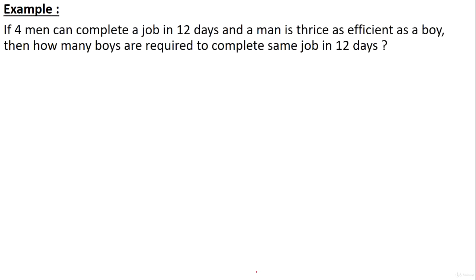Now we'll take another example. Here it is said that 4 men can complete a job in 12 days. Okay, and man is thrice as efficient as boy. So from this we can infer that since man is thrice as efficient as boy, he takes 3 times less time. More efficiency, less time.